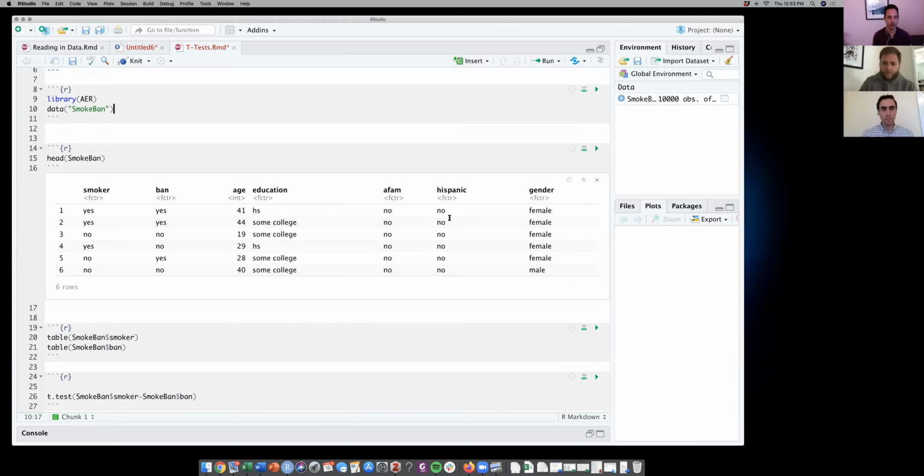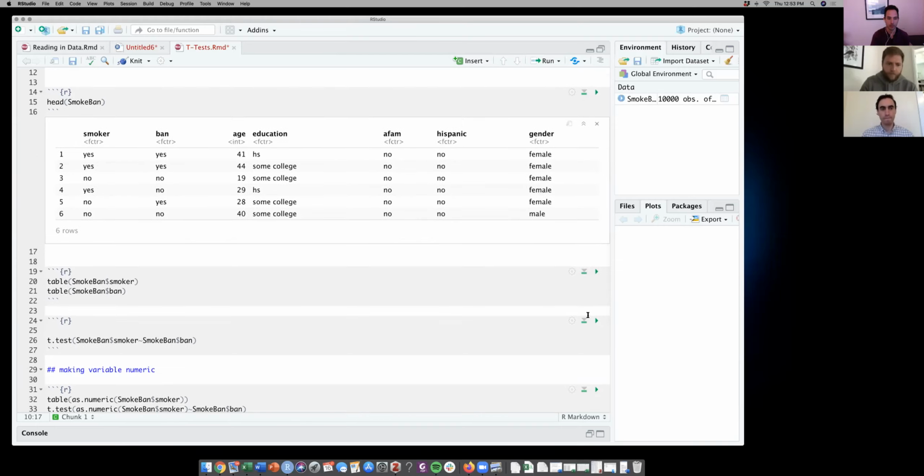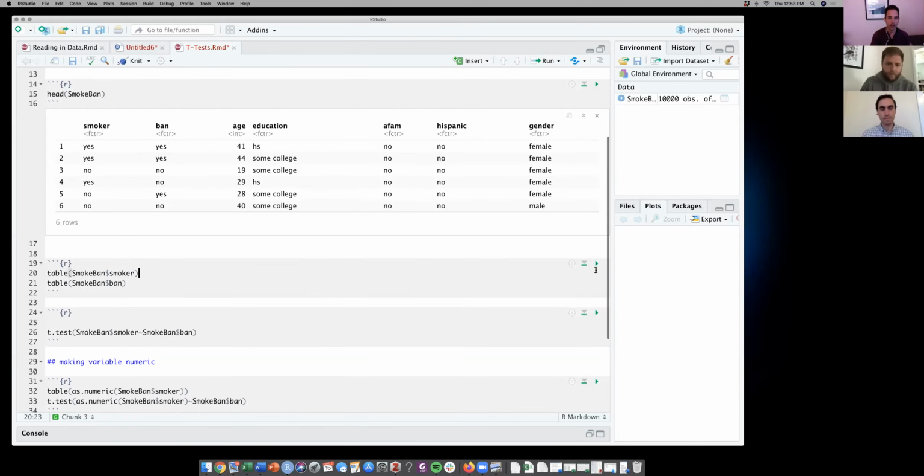The core idea is, do workplace bans reduce smoking? And so we're going to use a t-test to see whether the difference in the percentage of people that smoke in places with a workplace ban is different than the percentage of people that smoke in places without a workplace ban. We're going to look at those two variables first with the table.